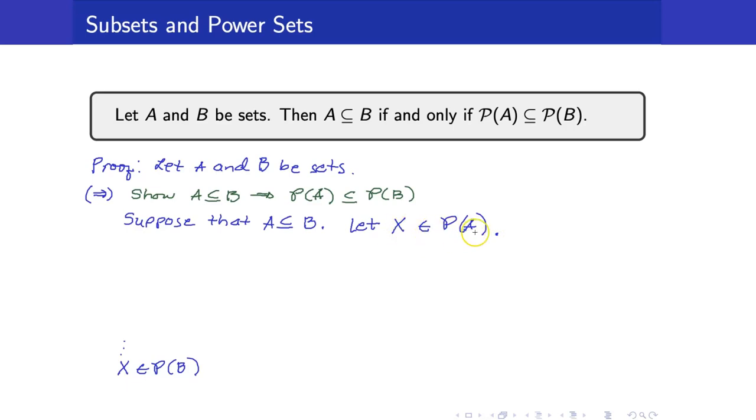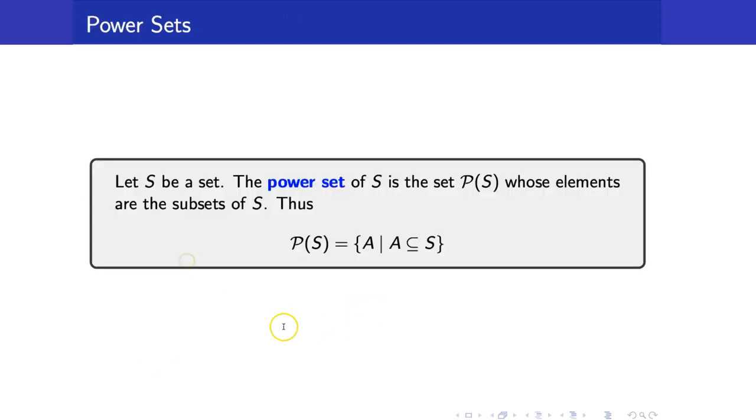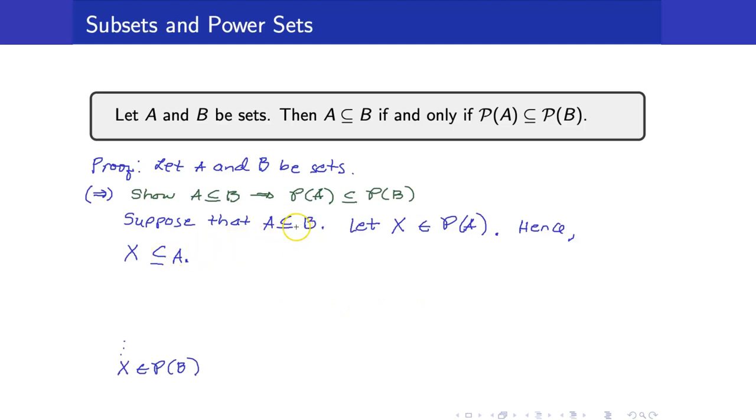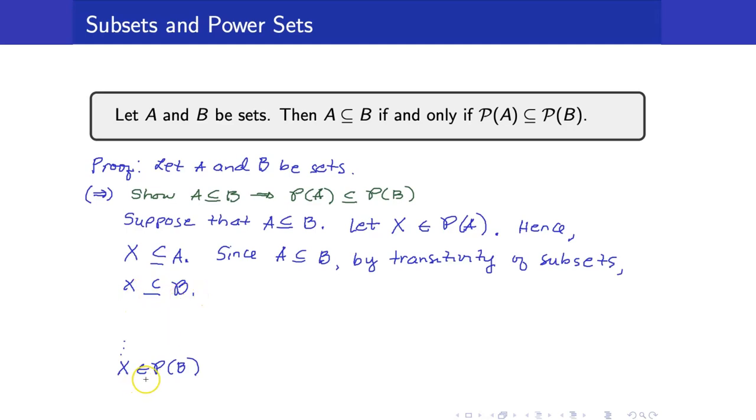Okay, what does it mean for X to be in the power set of A? It only means that X is a subset of A. Always remember this. Something is inside the power set if and only if it is a subset of this set. However, A is a subset of B. If A is a subset of B, what will happen then? X will now be a subset of B. That is true by the transitivity of subsets. We proved that in our previous video lecture. Since A is a subset of B, by transitivity of subsets, we now have that X is a subset of B. And this is exactly what it means for X to be an element of the power set of B. That concludes this part over here. Therefore, we have shown that the power set of A is a subset of the power set of B.